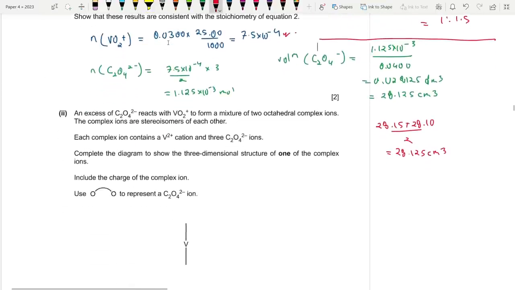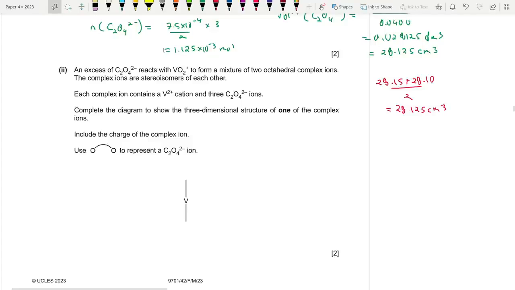These are alternate approaches, okay? Both are fine though. Now, an excess of ethane dioate reacts with VO2 plus to form a mixture of two octahedral complex ions. The complex ions are stereoisomers of each other. Ethane dioate is actually a bidentate ligand. Each complex ion contains a V2 plus cation and 3 C2O4 2 minus ions. Complete the diagram to show the three-dimensional structure of one of the complex ions. So they actually form optical isomers.